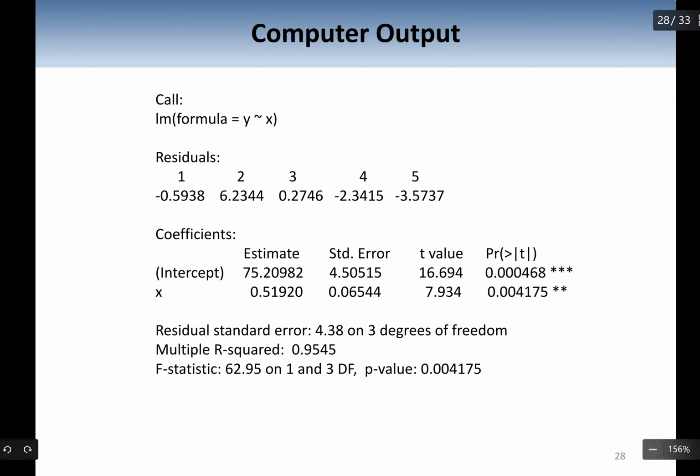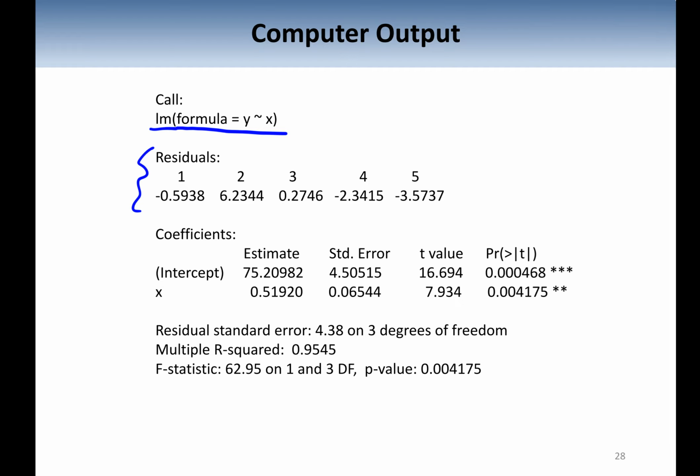Okay, so looking at the computer printout, or the output of our model, this is what it looks like in R. There are different software programs. You can do this in Excel or Python and R. Anyways, this is in R. And so how it's showing lm, that means linear model, formula Y tilde X, so Y versus X. These are the 5 residuals because we had 5 customers.